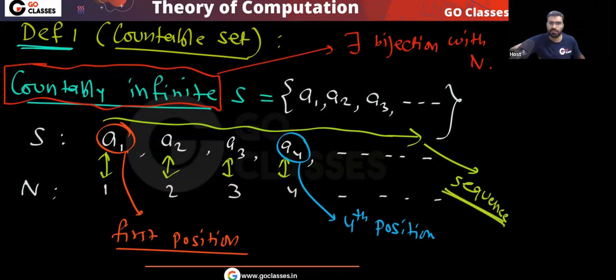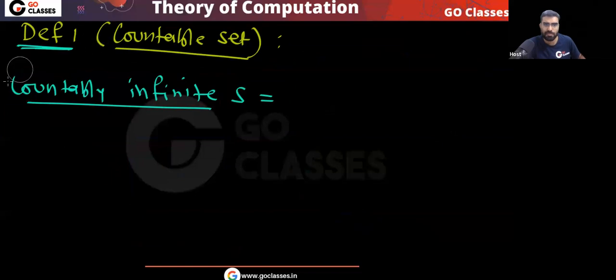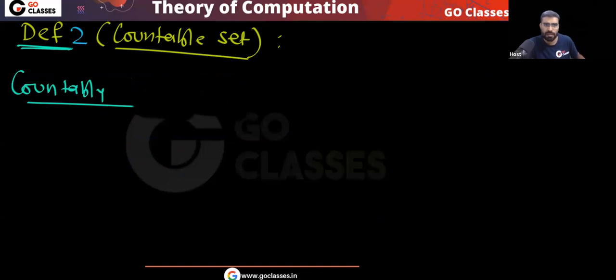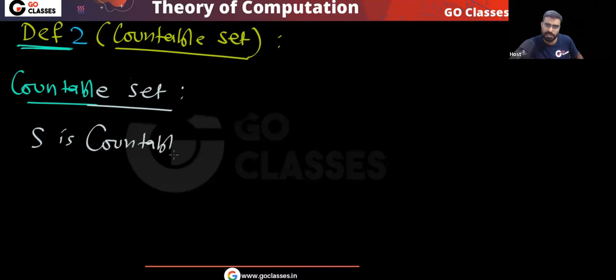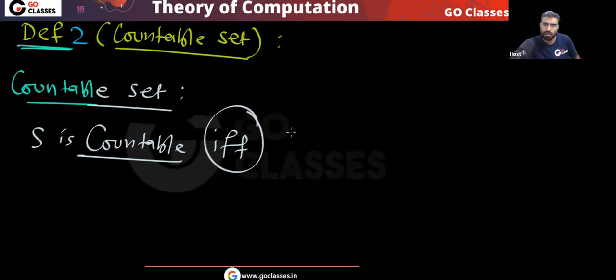So this is definition 1. Now I am telling you definition number 2. And this definition is like this. When can I say a set is countable? A set is countable if and only if you can put the elements in a sequence. Remember, S is countable if and only if you can put the elements of S in a sequence.